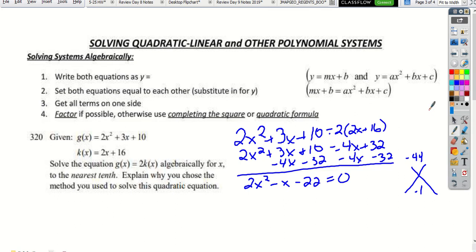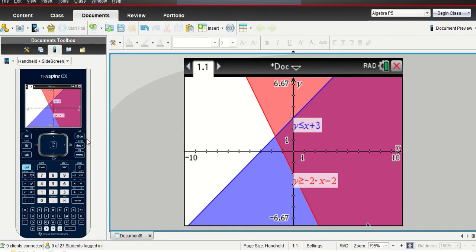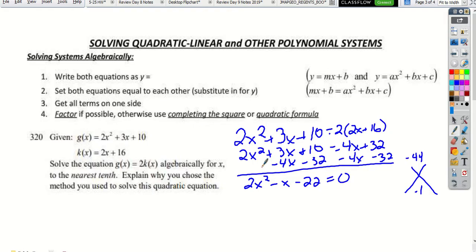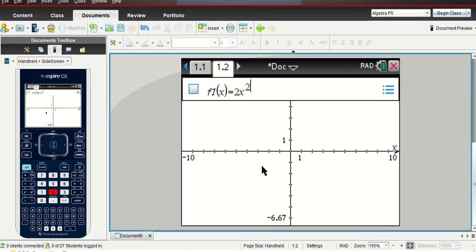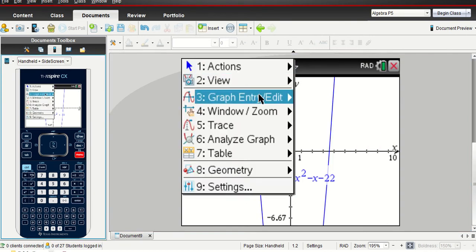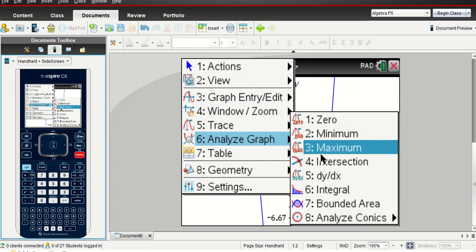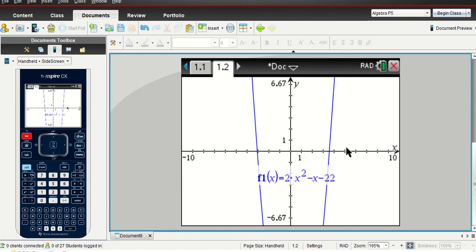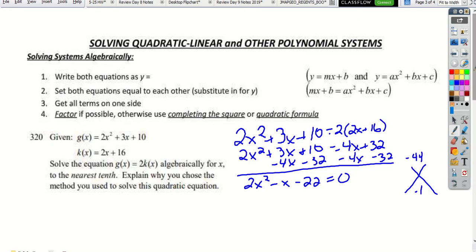Another thing you can do to check to see if it factors is to do a quick graph. So let's open a graph page, and we can type in 2x squared minus x minus 22. See where this hits, where the roots are. If you get nice numbers, it might actually factor. I can check the zero, and look at it, it's negative 3.08. No, this is not going to be nice. So we're going to have to choose a method of solution here.